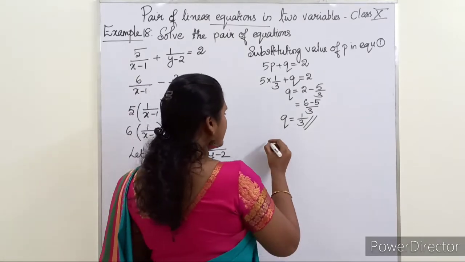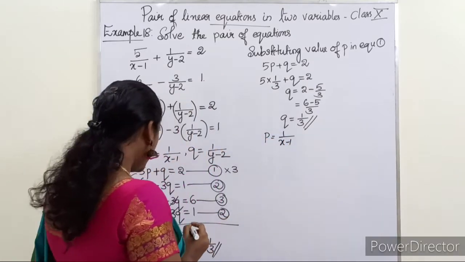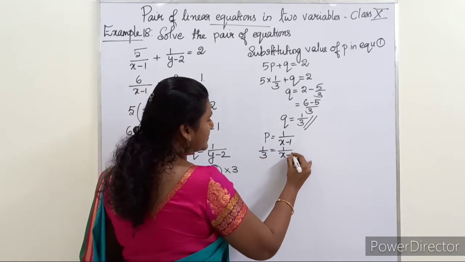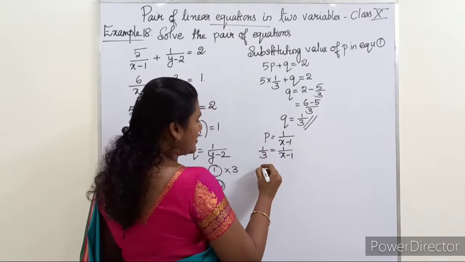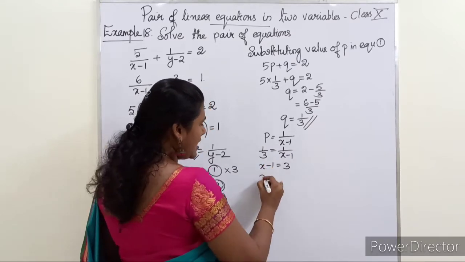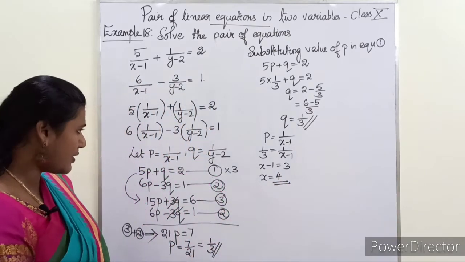So we will take the first equation, p is equal to 1 by x minus 1. Here p we got as 1 by 3, so 1 by 3 is equal to 1 by x minus 1. When you do cross multiplication, you will get x minus 1 is equal to 3. So x is equal to 4. So you will get the value of x is equal to 4.